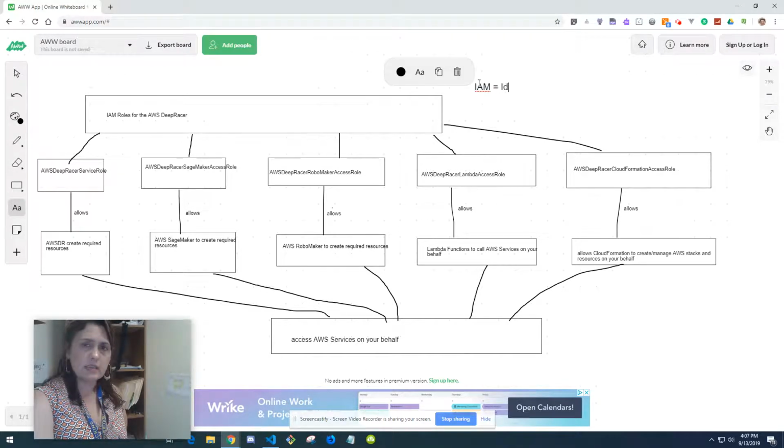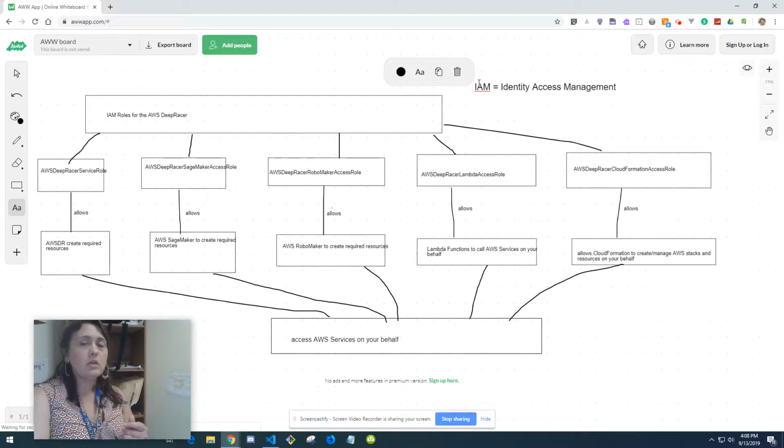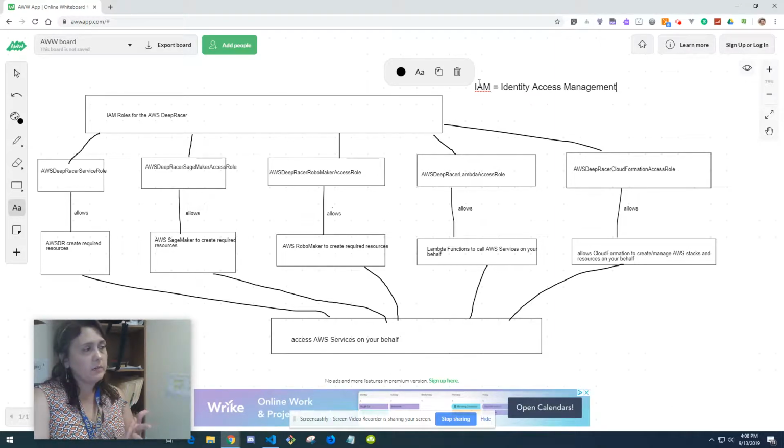IAM is Identity Access Management. Basically the way that works is the access that a person can have within an AWS account for an organization is based off whatever the role is. And that role is determined by the administrator, the head administrator, the root user. So you can customize because ideally you don't want everybody to have access to the same thing, depending on the size of the organization.